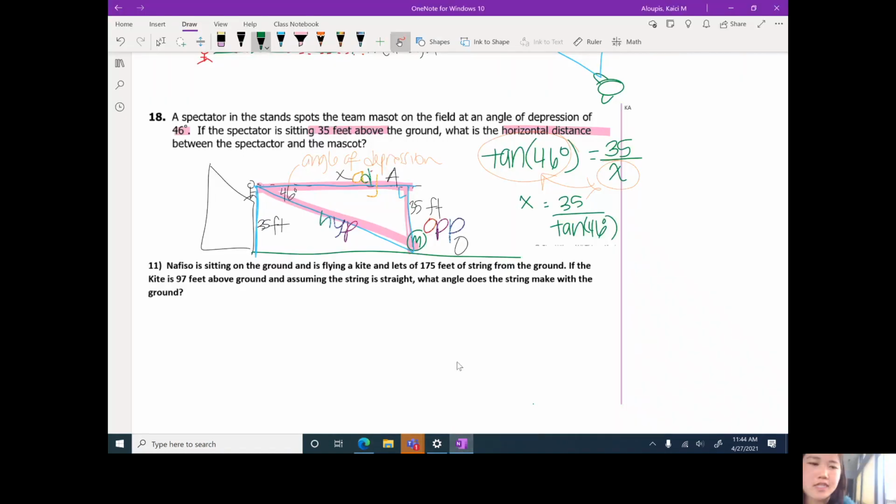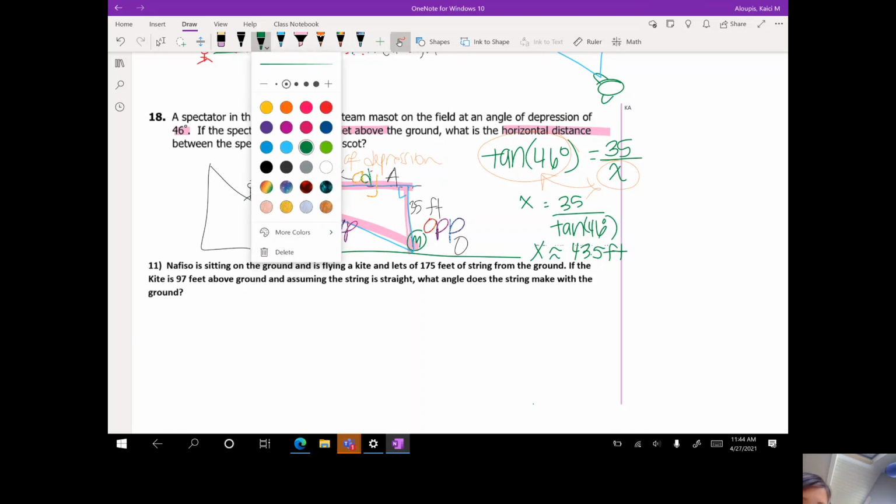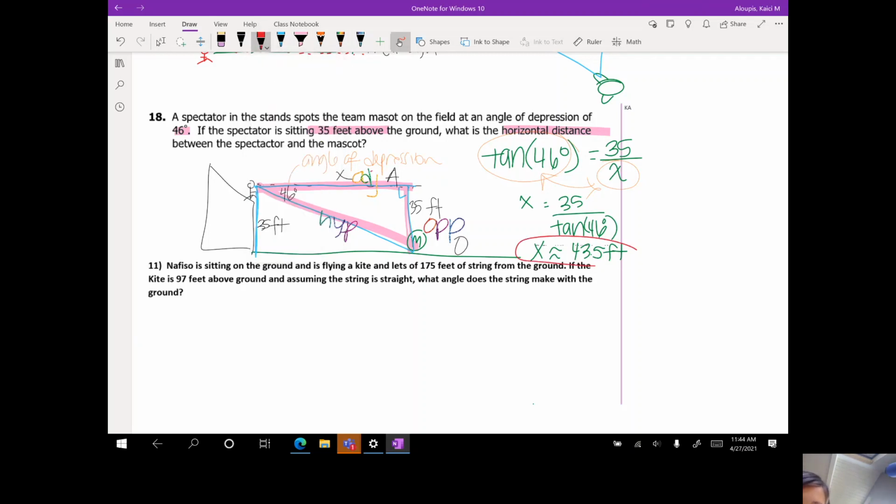In this case now we have x is approximately 43.5 feet. I include my measurement notation because we're measuring in feet in word problems. That's important. So there we go. That's the horizontal distance between the spectator and the mascot.